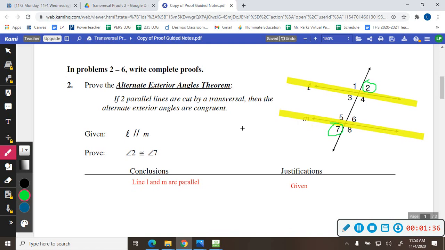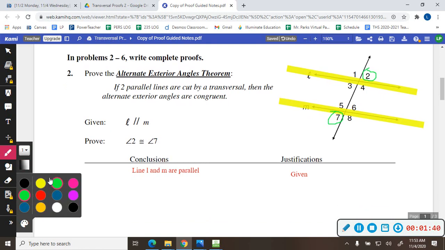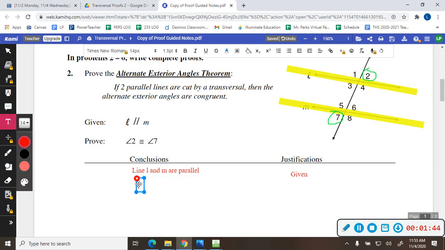So what I could do from there is I could say that angle 2, and I'm going to use the less than sign, even though it's not supposed to be a less than sign, but imagine that's the angle symbol. I'd say that angle 2, and I don't know how to type that in, so I'm going to say angle 2 is congruent to angle 7.